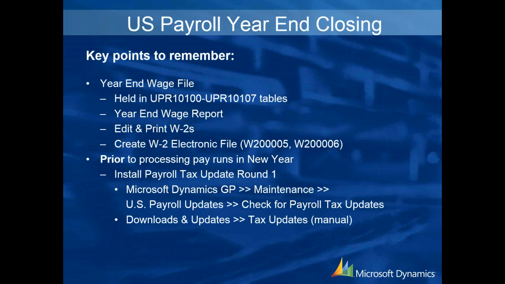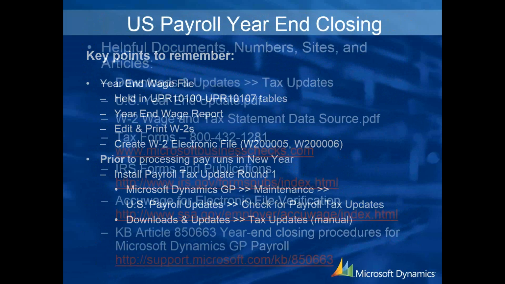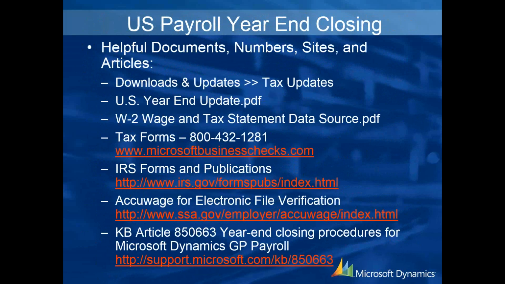Key points to remember: the year-end wage file, if you write any reports or are eager to know where they're held, is in these tables, UPR 10100 to 10107. The year-end wage report is in the year-end wage file. You can edit and print W-2s here, and you can create your W-2 electronic file here. Prior to processing pay runs in the new year, install payroll tax update round 1, and it tells you how to get there. And then helpful information for U.S. payroll year-end closing.